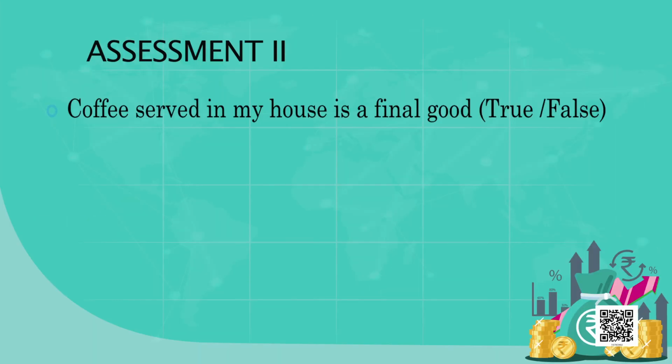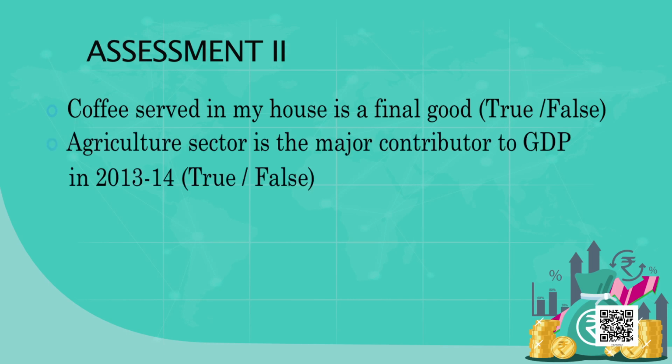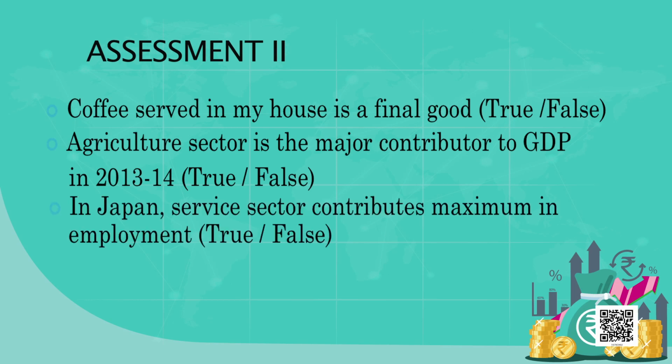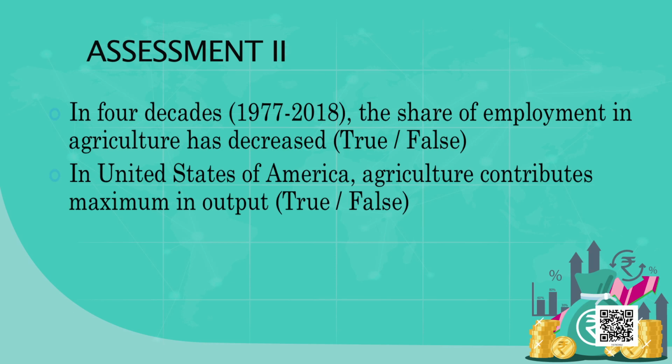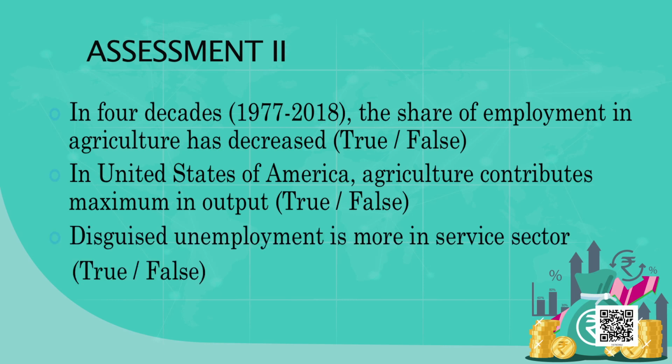The first question: coffee served in my house is a final good. True or false? You can write T for true, F for false. Agriculture is the major contributor to GDP in 2013-14. True or false? In Japan, the service sector contributes maximum to the employment. True or false? In 4 decades, 1977 to 2018, the share of employment in agriculture has decreased. True or false? In the sixth question, in the United States of America, agriculture contributes maximum to the output. 7th question, disguised unemployment is more in the service sector. True or false?